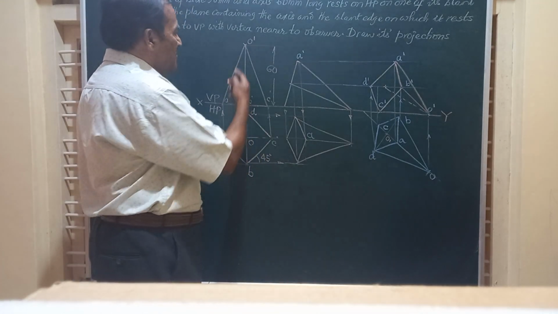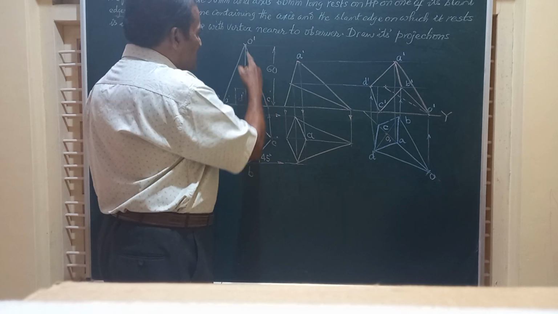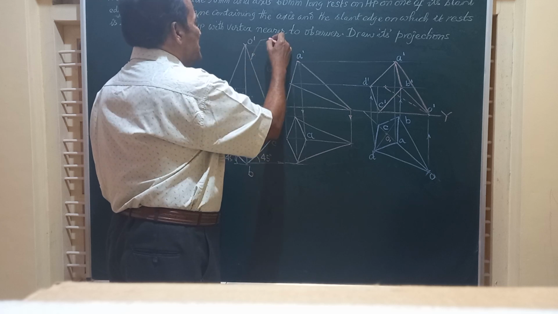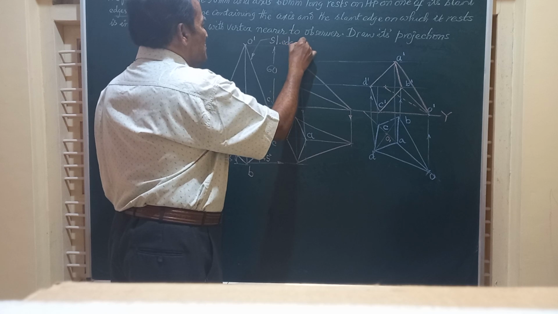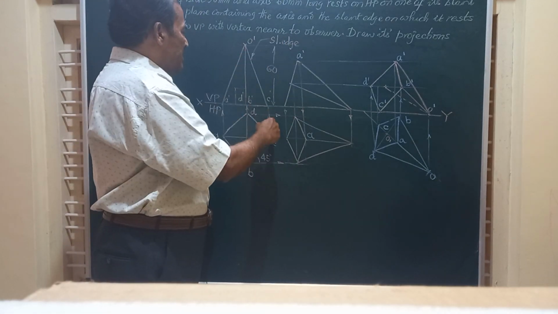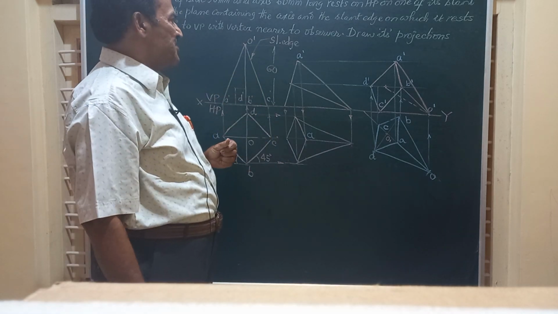Friends, here, if you see the front view, this O dash C dash, this line in the front view represents one of the slant edges. So I will say it is a slant edge. So there are four slant edges as I have told before: O dash A dash, O dash B dash, O dash C dash and O dash D dash.